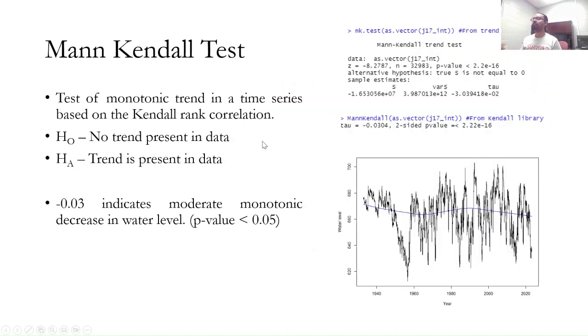So next task was to perform Mann-Kendall test to test the monotonic trend in the time series data, with null hypothesis being no trend and alternative hypothesis being the trend is present in the data. So I performed this by using the trend library as well as Kendall library. Both of them are giving a very close tau value of minus 0.03 with a very significant p-value less than 0.05. So what this says is there's a slight decrease in the trend of water depth, water level. The trend decreases. This tau value is minus 0.03 with a significant p-value, of course. And just to visualize, I plotted the line here on the time series as well.